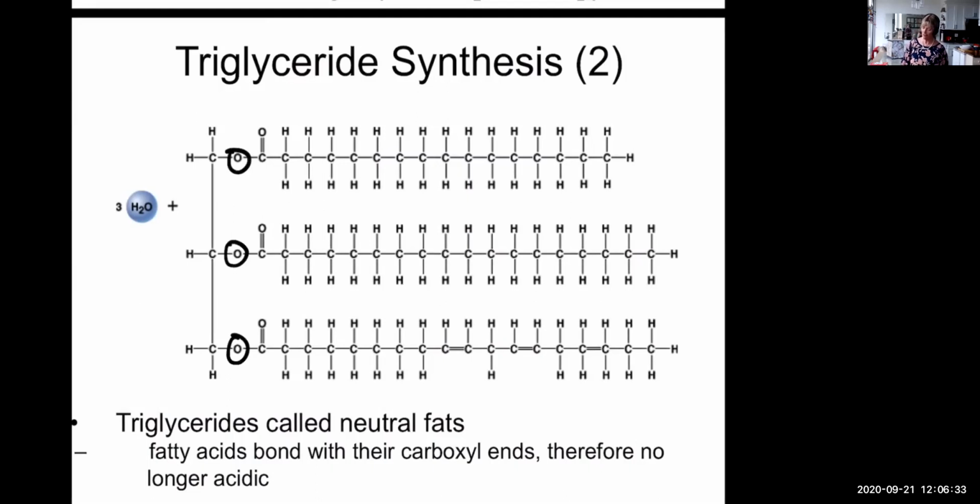Triglycerides are called neutral fats because they're fatty acids. They have a carboxyl end. That's what makes them acids. But this is the carboxyl end on this end, and now it's bonded to the glycerol, so there's no longer an acid present. So that's why triglycerols are known as neutral fats.